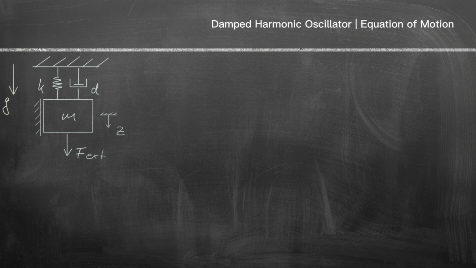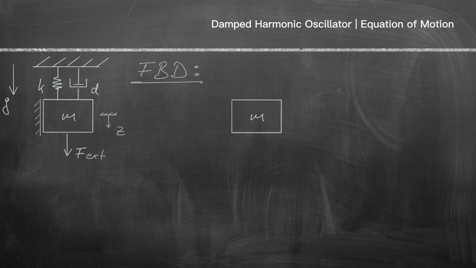To derive the equation of motion, the very first step is to draw a free body diagram. In this diagram, we include the body with a mass m, and we draw all forces acting on it in the positive direction. Since z points downward, all force arrows are drawn downward.